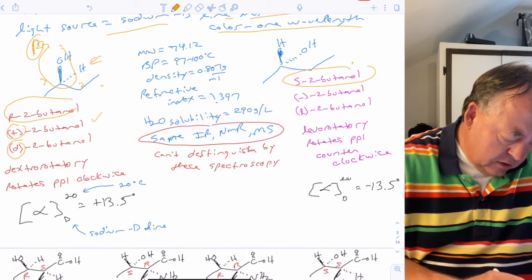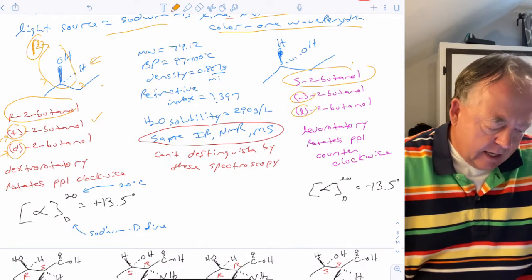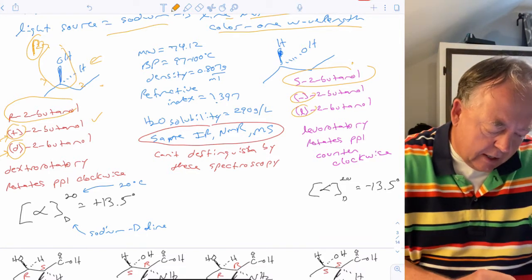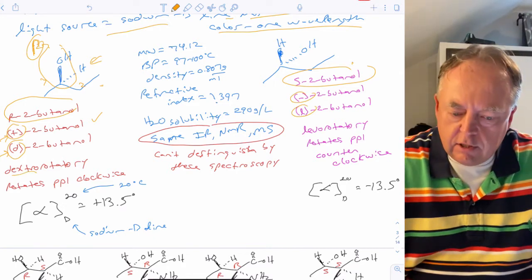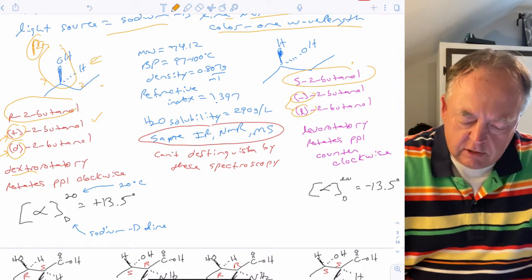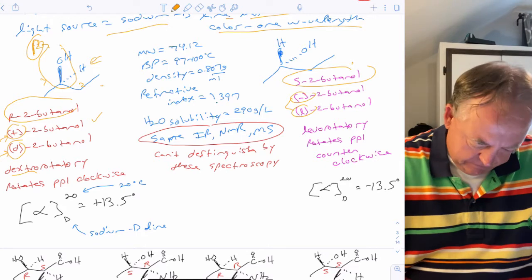But these symbols, plus and little d, do, right? And minus and L, that tells you the direction that it rotates plane polarized light. Positive, or D, meaning dextrorotatory, means it rotates plane polarized light clockwise. Minus and L means it rotates plane polarized light counterclockwise. But R and S have nothing to do with that.